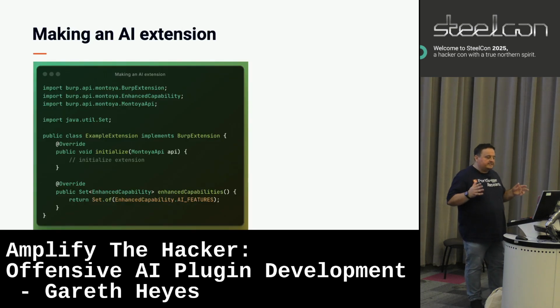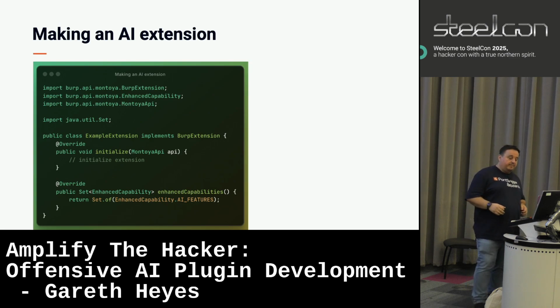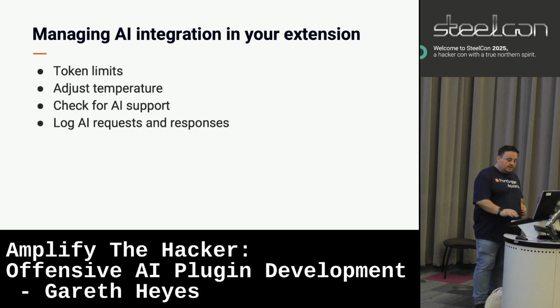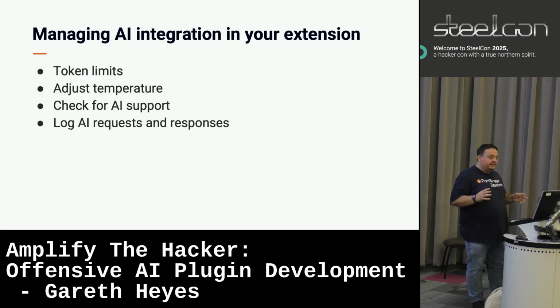The boilerplate code is simple to get started. All you need to do is implement the enhanced capabilities method, and then your extension can use AI functionality using the Burp Montoya API. I strongly recommend building a dedicated AI helper class. This helps you handle token limits, temperature control, AI capability checks, and crucially, logging all AI requests and responses. This kind of logging is invaluable for auditing and debugging.